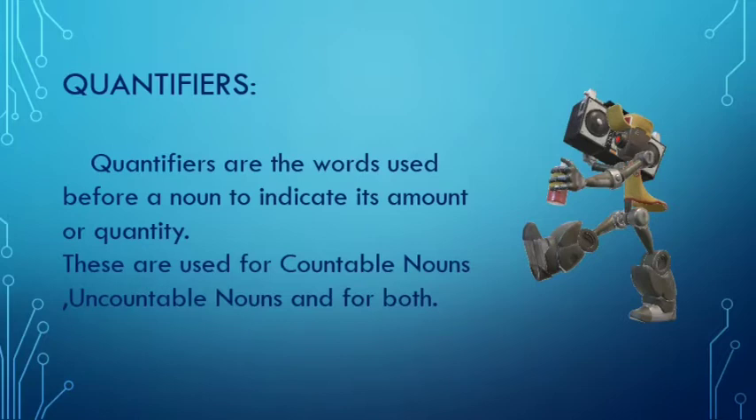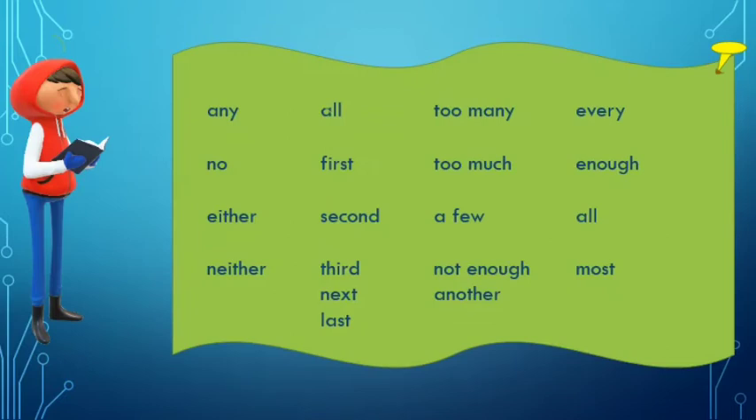So it is very important to know whether the noun you are describing is a countable noun or an uncountable noun. It means to determine which quantifier you have to use, you have to know if the noun you are describing is countable or uncountable. So all these are the words that are used as determiners to quantify the noun.